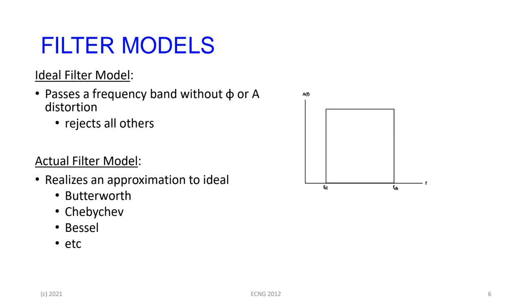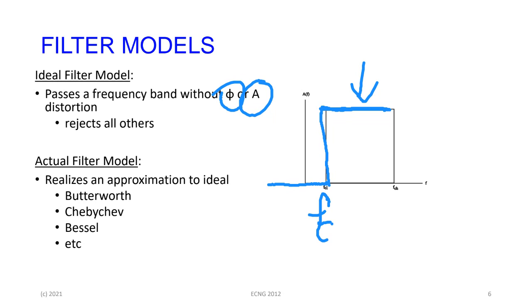So the ideal model, and I'll have to go over this diagram at some point, doesn't pass anything until some band. It lets everything pass without doing anything to it. So here, there's no distortion. In other words, the amplitude of the signal doesn't change, or the phase of the signal doesn't change at all. And then you reach some, so this will be like the F cutoff lower and the F cutoff higher, right?